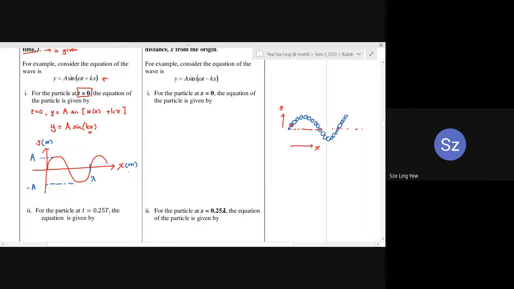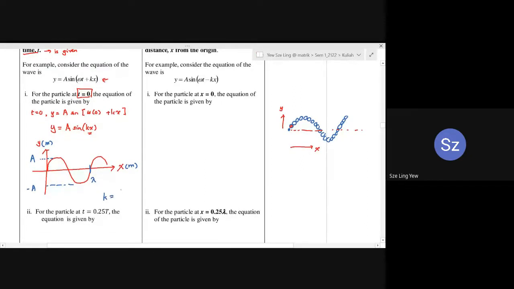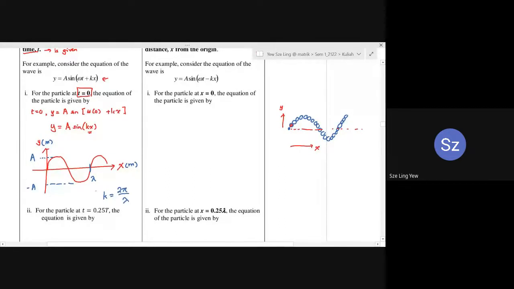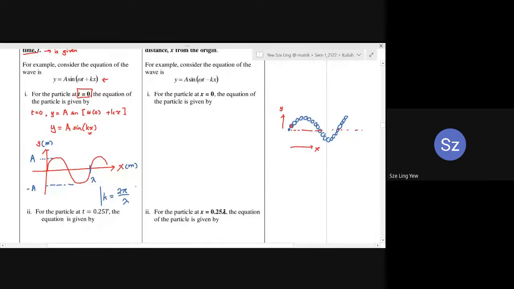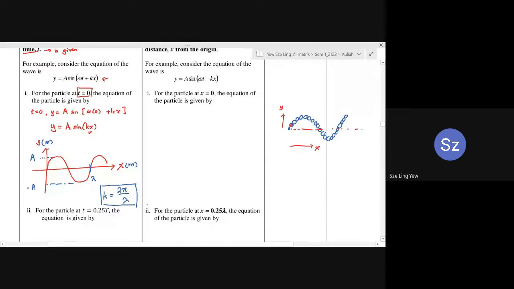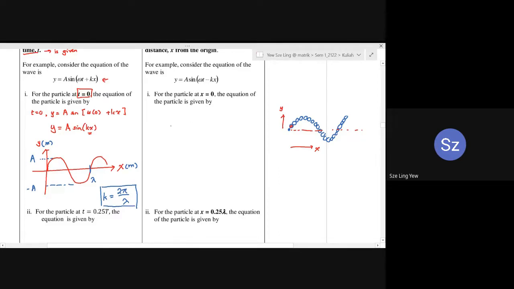So it is very important for you to identify the axis before you solve the questions. Now, why is it important to have lambda? Well, that is because you can calculate k, the wave number, by using lambda. So k equals 2 pi over lambda. Or in other words, if you are given the wave number k, then you can use it to determine the wavelength, so that you can plot the graph and label it in your graph. Right, so that is for a y against x graph.